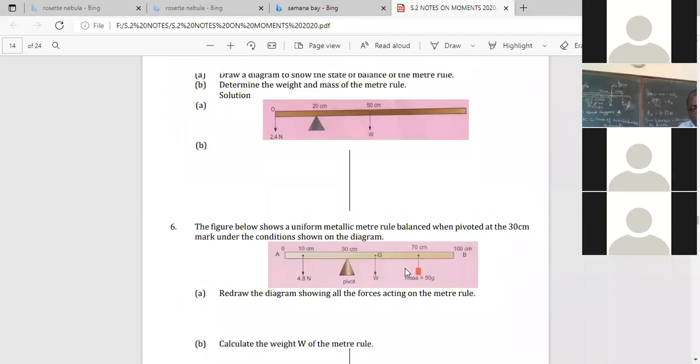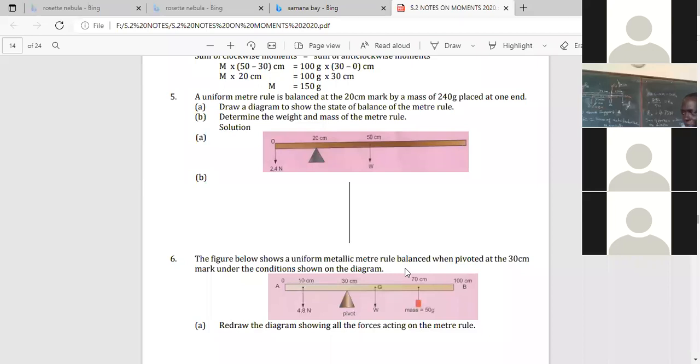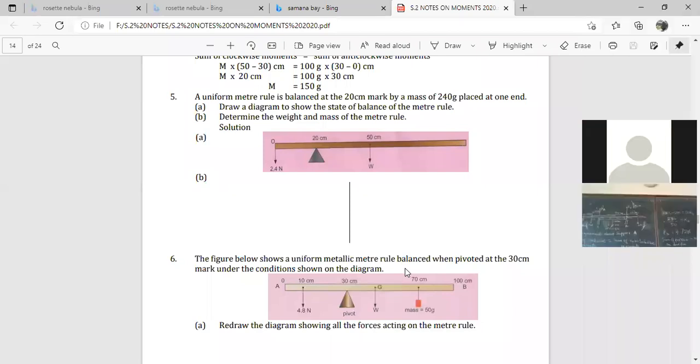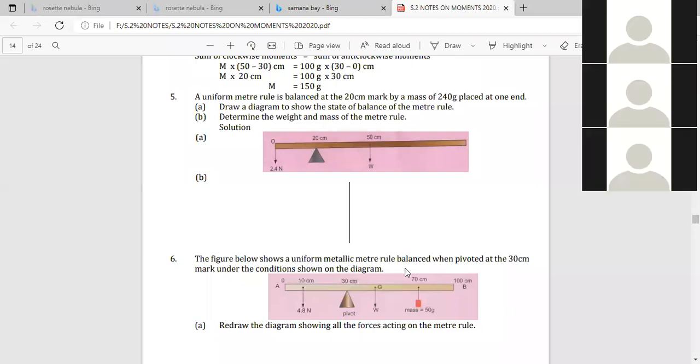So question 5, Deborah, are you still in charge? Yes, teacher. Sorry, my network is a bit shaky. So give us somebody to read. Cynthia, Sarah. A uniform meter rule is balanced at the 20 centimeter mark.